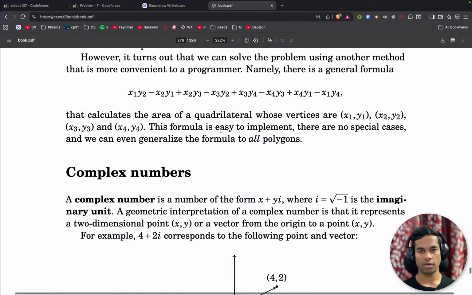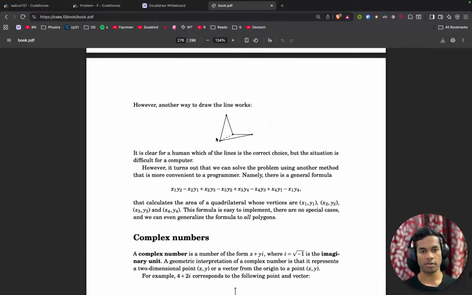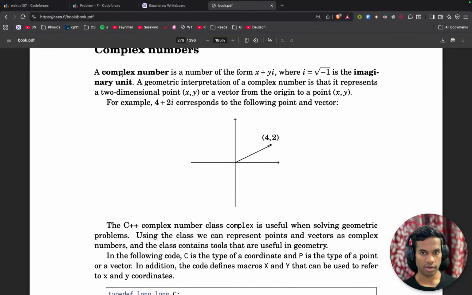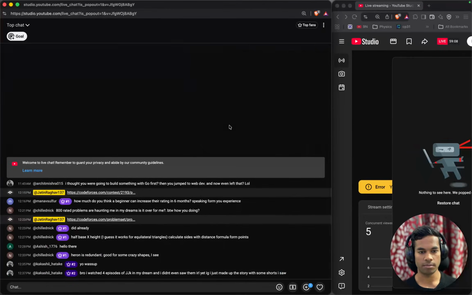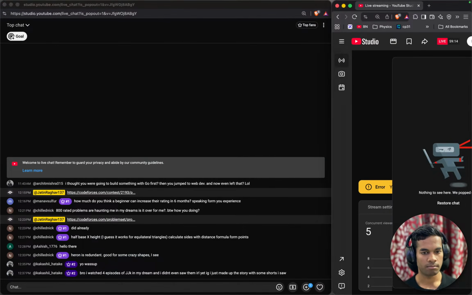This calculates the area of the quadrilateral. Now we are moving on to complex numbers, I guess. A complex number is a number of this form. We have a normal real part and an imaginary part. Heron is redundant, good for some crazy shapes, I see. Redundant.